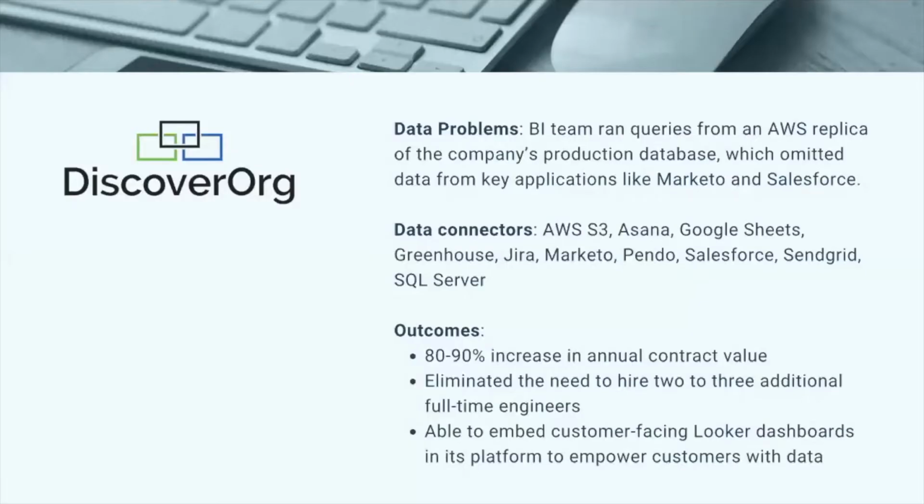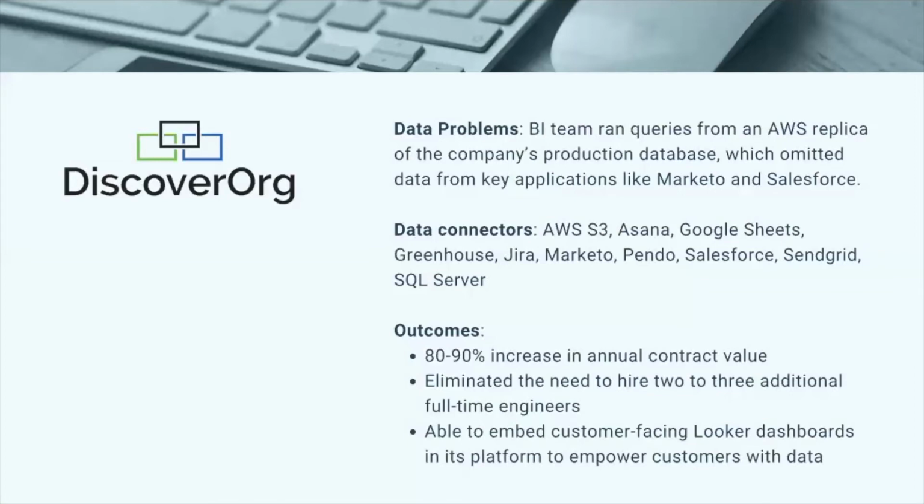All right, so for the first case, let's talk about Discover.org. Discover.org does lead gen, and they were trying to essentially provide better information both internally and externally, but they didn't have access to all of their data. And this was the major problem. They were essentially limited to using whatever AWS replica databases that they created, but they were missing information from sources like Marketo, Salesforce, and a few other key data sources that they would have to create custom connectors for, as well as have more engineers on staff just to maintain all of those different data pipelines.